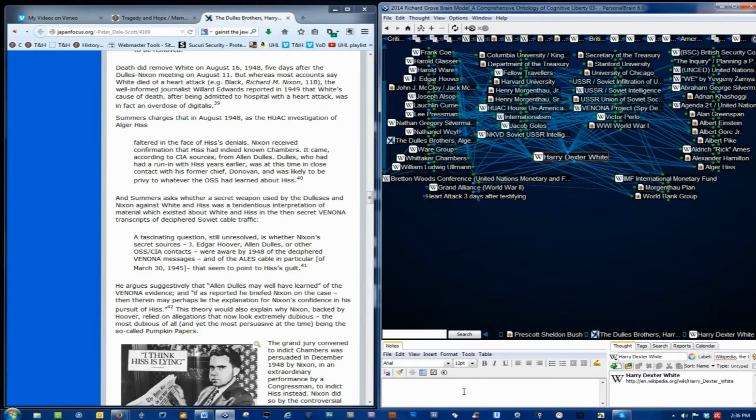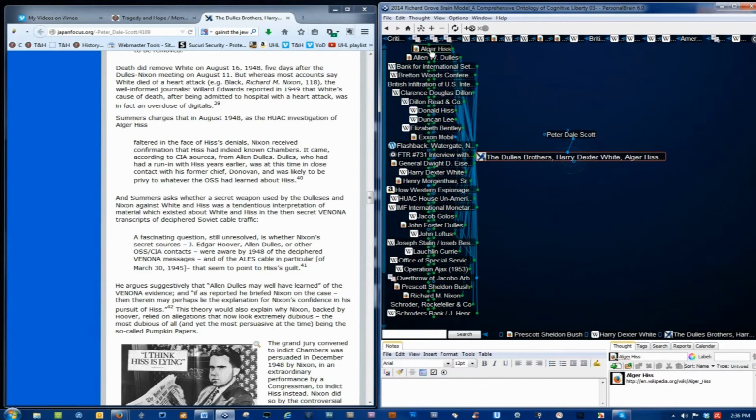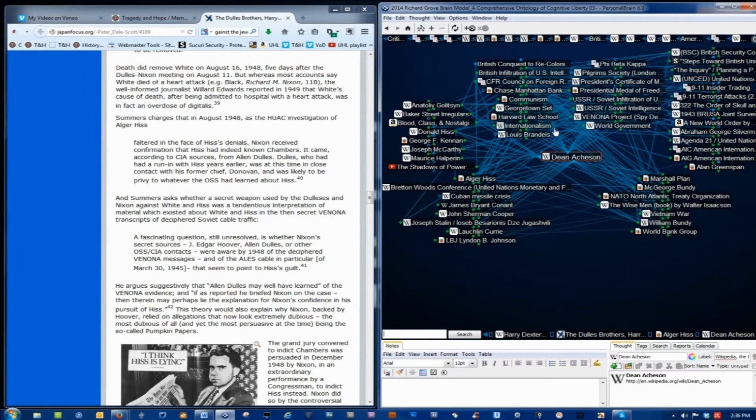Summers charged that in August of 1948, as the HUAC investigation of Alger Hiss was underway, Nixon received confirmation that Hiss had indeed known Whittaker Chambers. It came, according to CIA sources, from Allen Dulles. Dulles, who had a run-in with Hiss years earlier, was at this time in close contact with the former chief, Donovan, who was likely to be privy to whatever the OSS had learned about Hiss at the time.